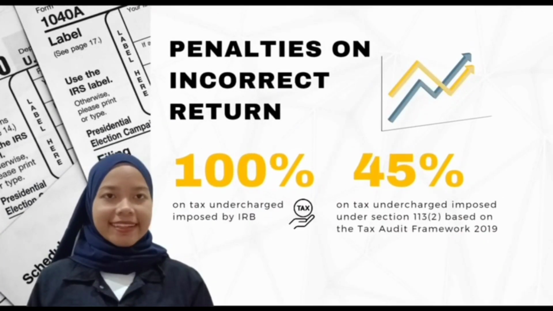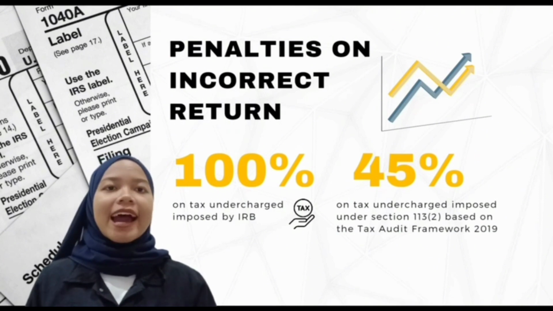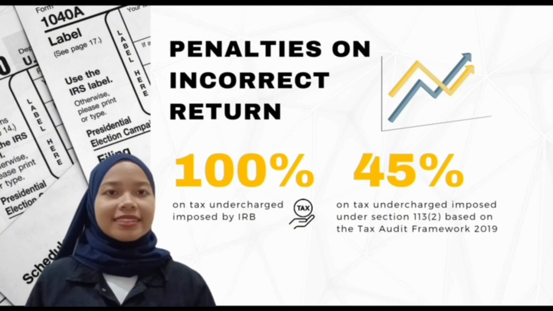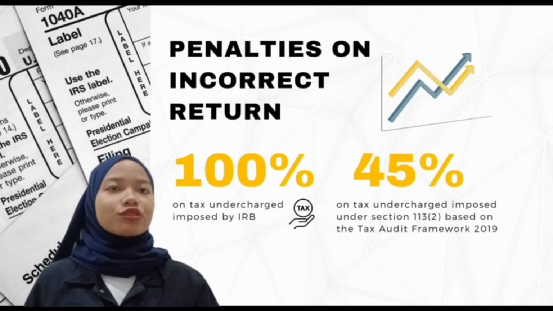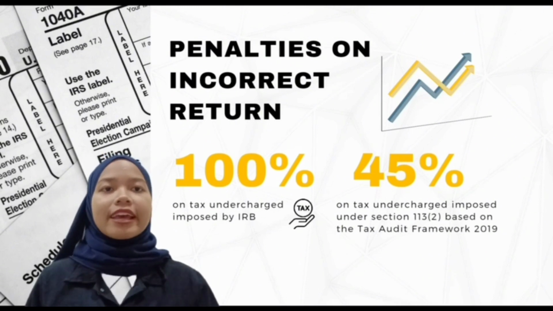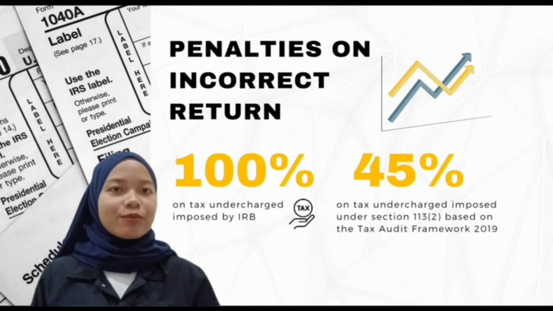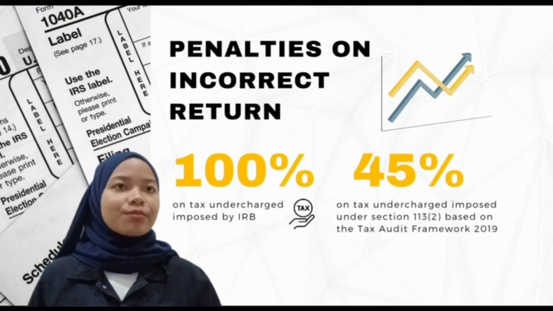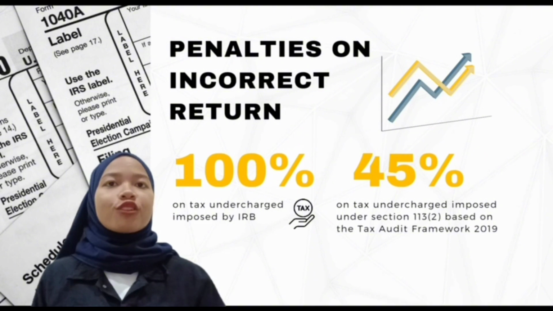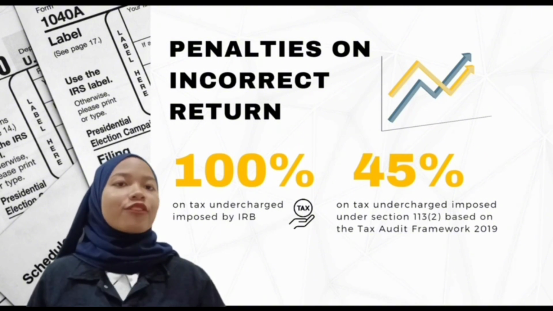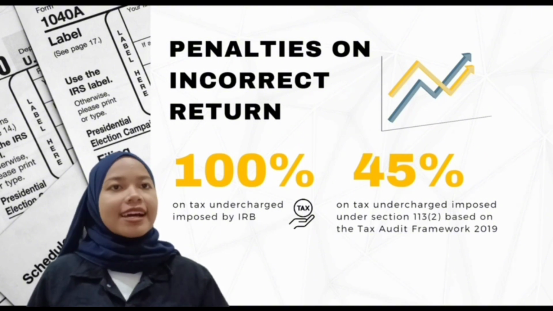Penalties on incorrect return. Upon completion of tax audit, the IRB may impose a penalty of 100% on tax uncharged if the tax return submitted by the taxpayer was found to be incorrect or if there was evidence showing the taxpayer understating his income. It must be evidenced by facts. The Tax Audit Framework 2019, which takes effect from 15 December 2019, provides that the penalty imposed under Section 113, subsection 2, following the tax audit would be at 45% on the tax uncharged.